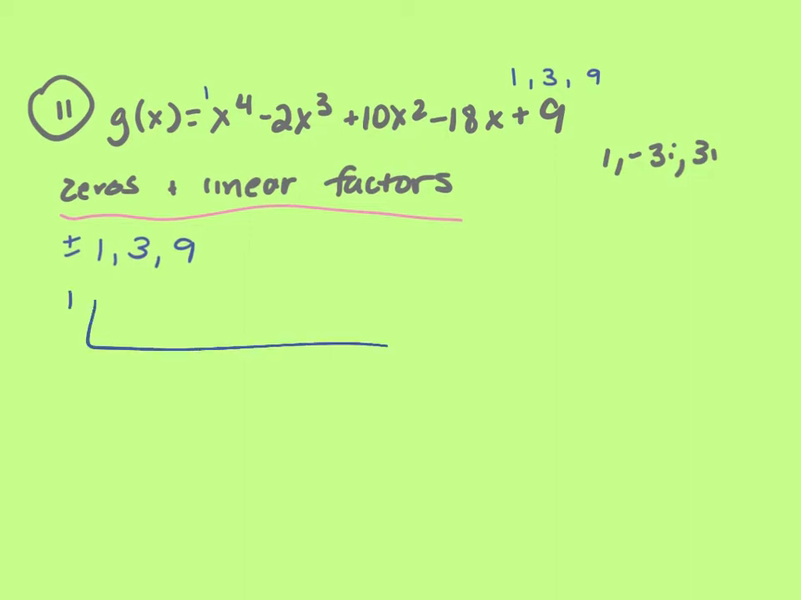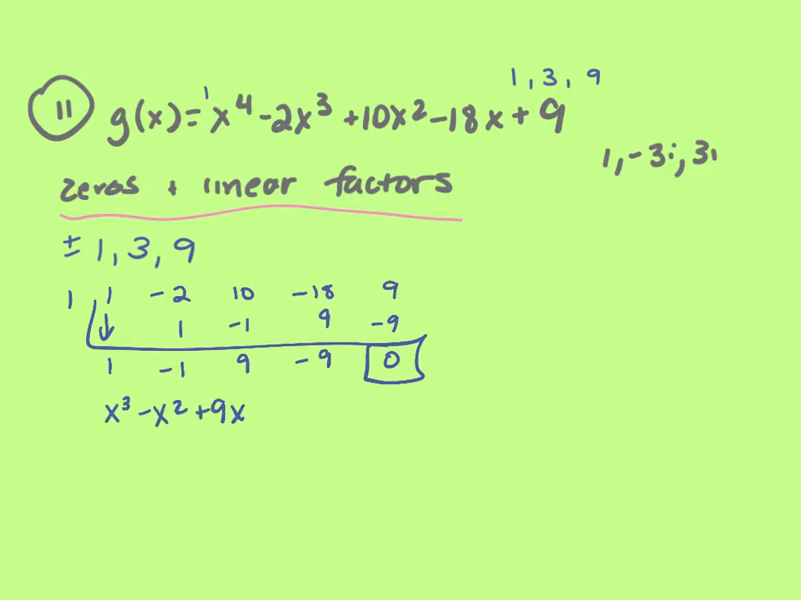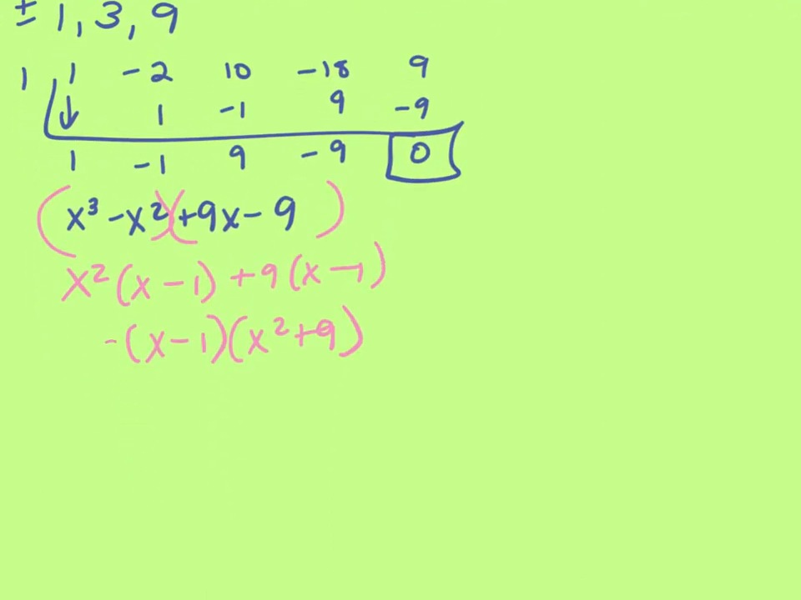If I try 1, it works. So then I get x to the third minus x squared plus 9x minus 9. And that I can factor by grouping. Take out the x squared. Take out the 9. x minus 1 becomes equal to 0, and that's x equals 1.